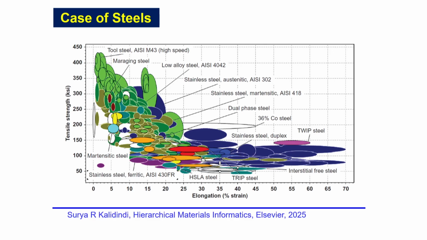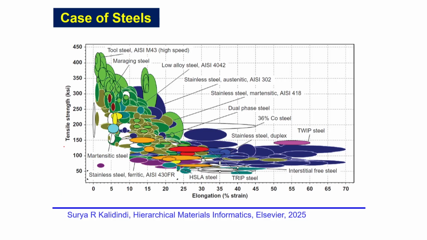So, just to give you, before we stop for the next part of the lecture, a sketch of steels. If you look at steel data, all the steel data, I have plotted tensile strength versus elongation. It is a banana curve, right. If you want to have high strength, you have low ductility. If you have high ductility, you have low strength. You can't do much about it.